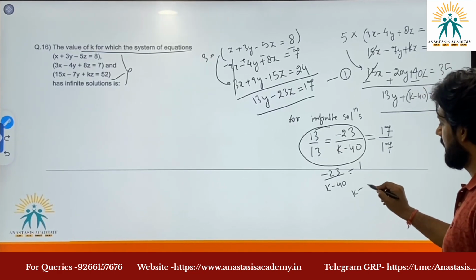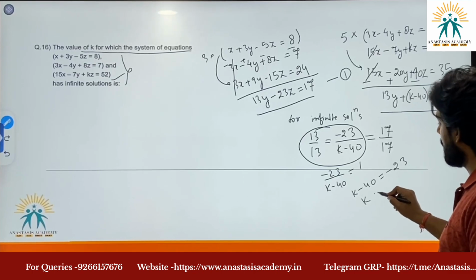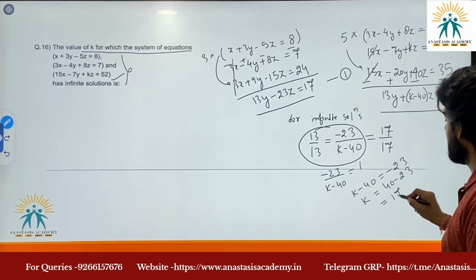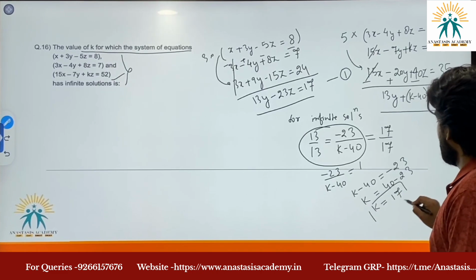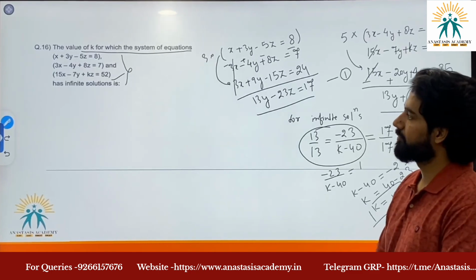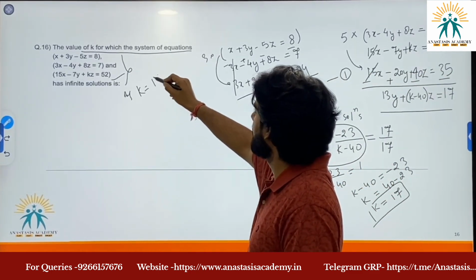So from here k - 40 is -23. So k becomes 40 - 23, which is 17. So for k equal to 17, this set of equations has infinite solutions. The correct answer to this question is that the value of k is 17.